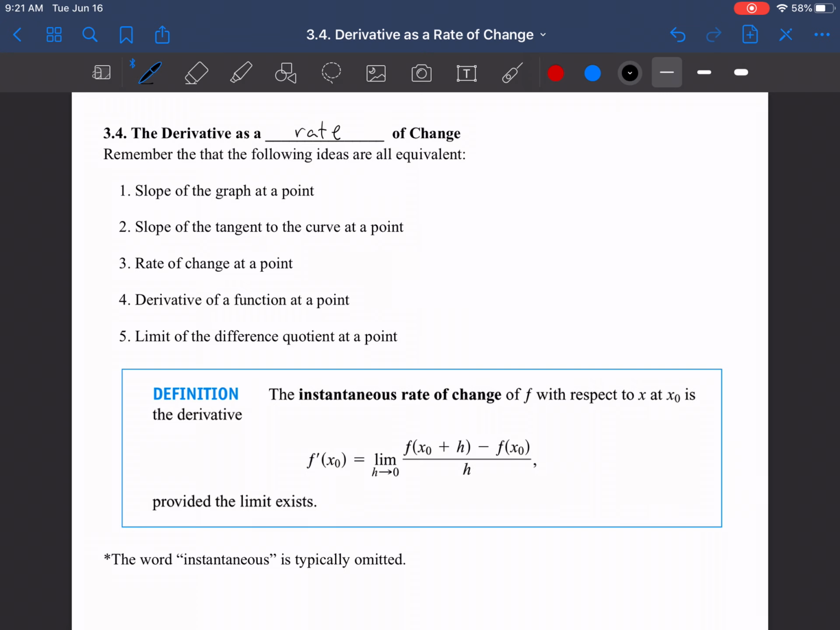So, definition here: the instantaneous rate of change of f with respect to x at x naught is the derivative, f prime of x naught, equals the limit as h goes to 0 of f of x naught plus h minus f of x naught, all divided by h, provided this limit exists. Now, sometimes we don't say that word instantaneous, but it's also there quite a lot. They just mean the rate of change at that particular moment or position.